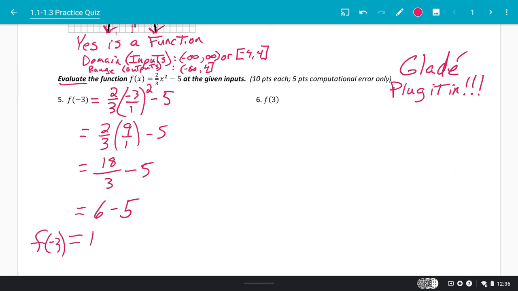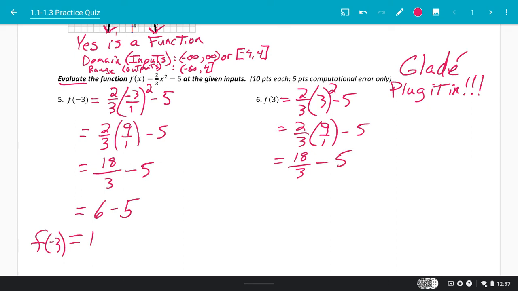I got to do that same thing for number 6. I got 2/3 times 3 squared minus 5. Reminder, I always put whatever I'm inputting in parentheses. That helps me remember. So now I got 2/3 times 9, which is really 9 over 1, minus 5. Well, 2 times 9 is 18, 3 times 1 is 3. 18/3 minus 5. Well, 18 divided by 3 is really 6. 6 minus 5 is 1. So f of 3 equals 1. It doesn't always happen, but it did here. You got the same answer for 5 and 6.